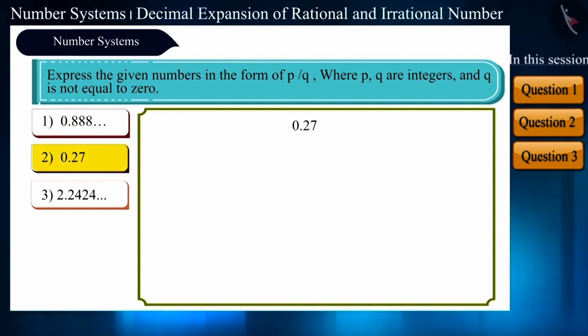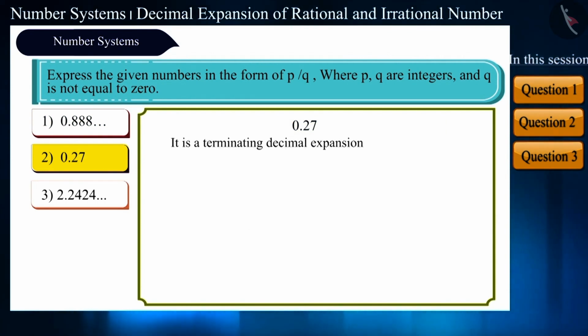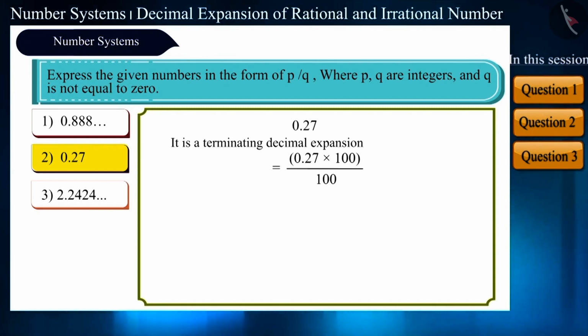Friends, let's take the second number, 0.27. It is very easy to write it in the form of a fraction. This is a terminating decimal expansion. There is no repetition of any number or group of numbers. Here, because there are only two numbers after the decimal, we will multiply by 100 and divide by 100. And now we will get 27 by 100, which is the fraction form of this number.